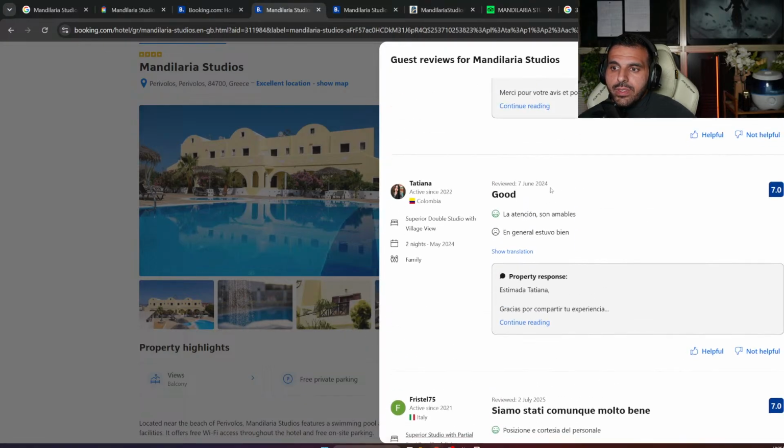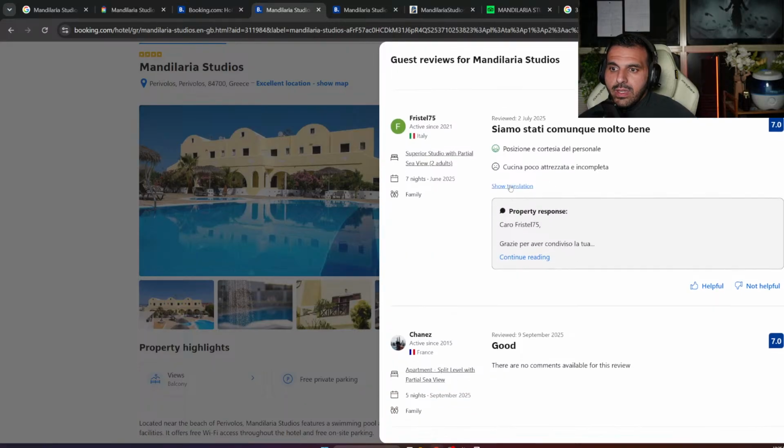So as we can see over here, this is from 2025, 7 out of 10, which is not considered that bad. It's, you can say, a good score. Good somehow, like base level good. Location and courtesy of the staff, that's good. They're attacking the staff over here. This is important for us.